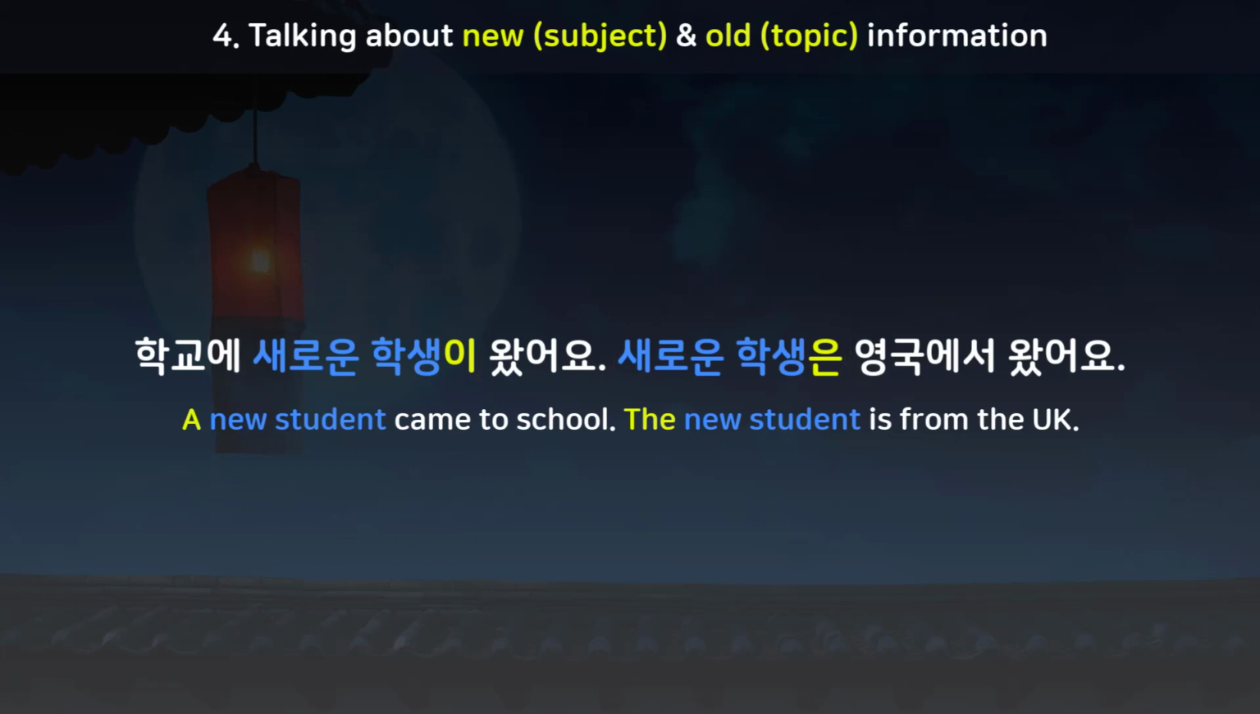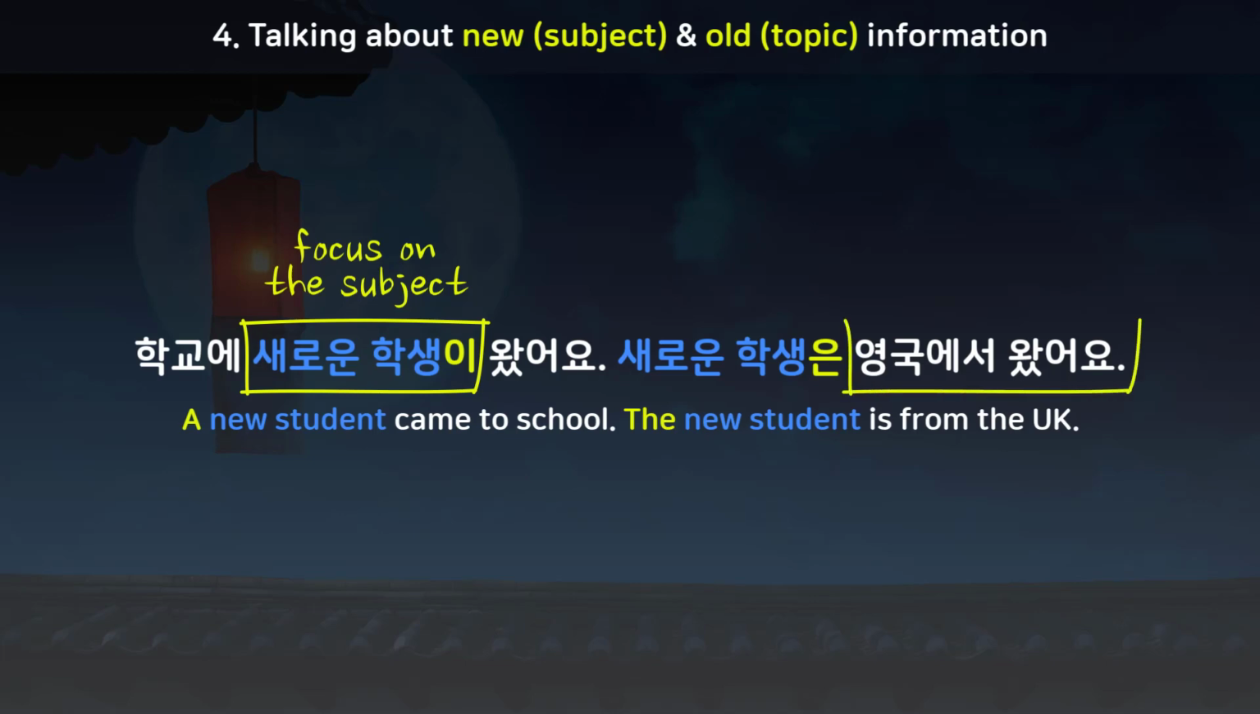Also, in some ways, the use of these particles relates to the main way of using topic and subject particles. As in the first sentence, we want to focus on the fact that a new student has come to school. So to put this focus on the sentence subject, we use the subject particle. And in the second sentence, the focus is on the fact that this new student is from the UK, the predicate. So this time we use the topic particle to put more focus on the predicate.